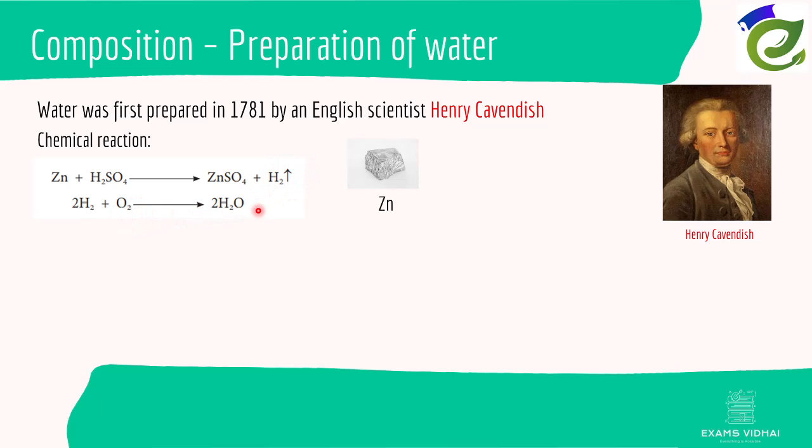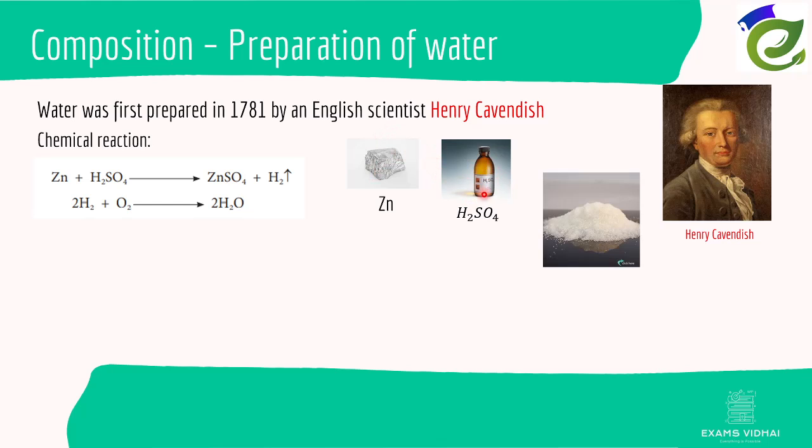So this is the zinc, and this is the sulfuric acid. You see, zinc is a metal and is a solid, and sulfuric acid is a liquid and is an acid. So when you pour this acid onto this metal, you will get zinc sulfate. When you combine these two, it will give this. This is a white powder substance and it's called a salt.